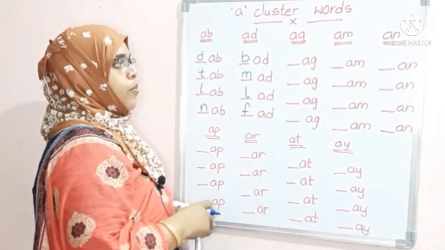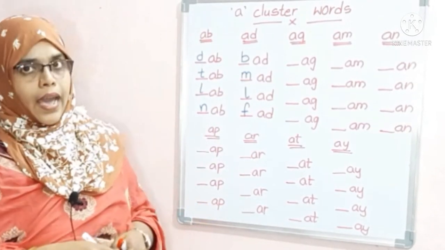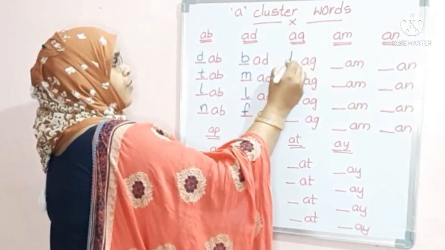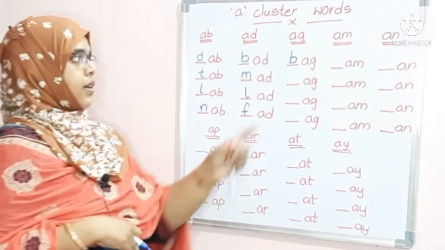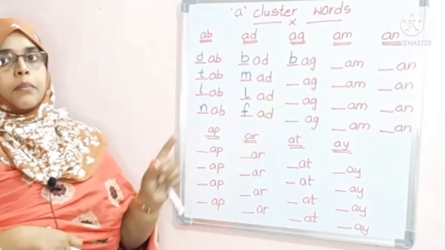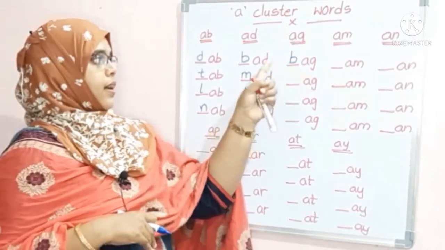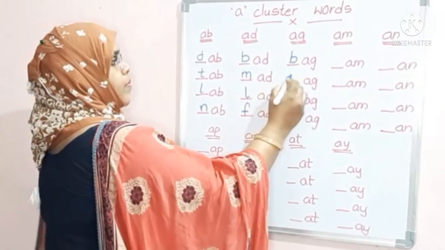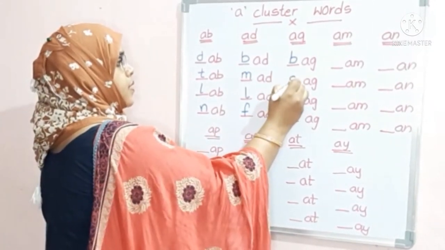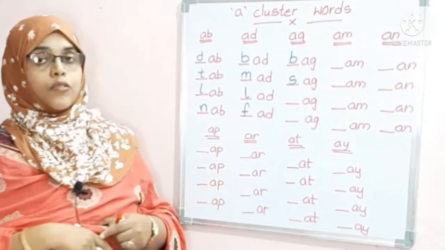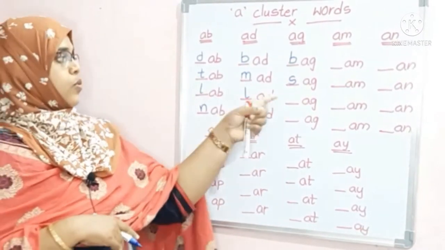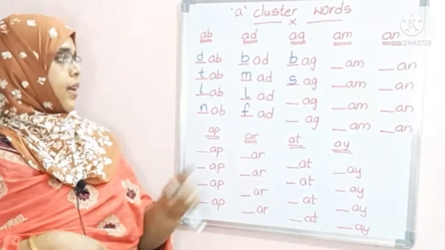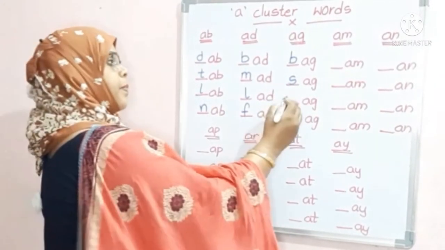Now we'll be forming the words using the AG cluster. If you are writing letter B here, the sound of B is B, AG. B, AG will be BAG. Sound of S. What is the sound of S? The sound of S is S, and AG will be AG, SAG.